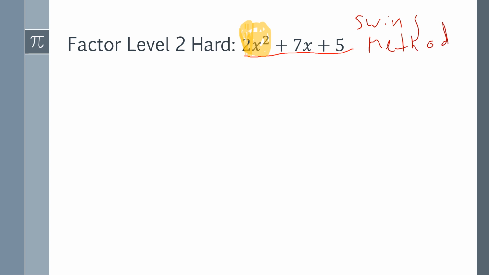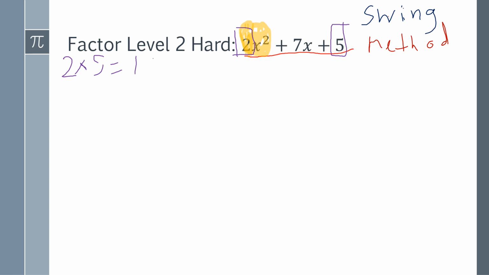And again, this method is called the swing method. All the steps we did in the level 2 medium is going to apply to this, but we got to do some additional steps. So let's do it. So step 1 in this one, multiply your coefficient right here times the coefficient in the back. So front times back, which is 10.